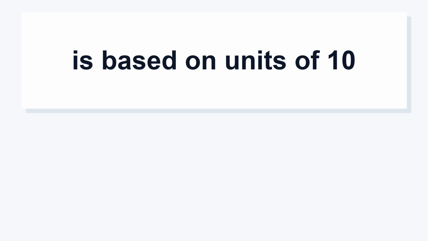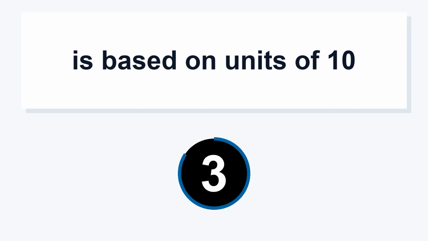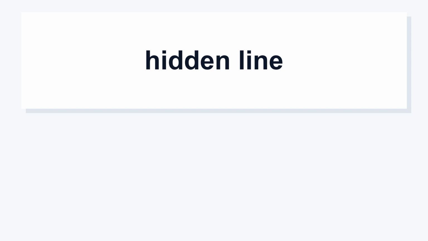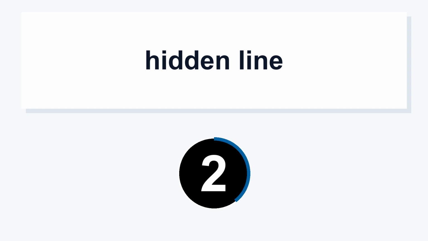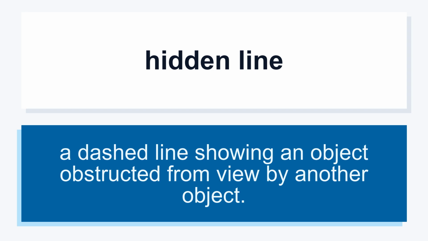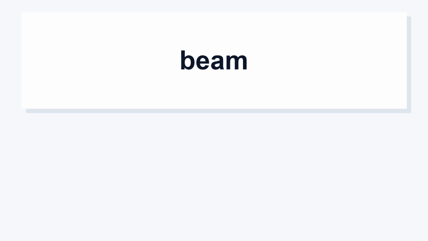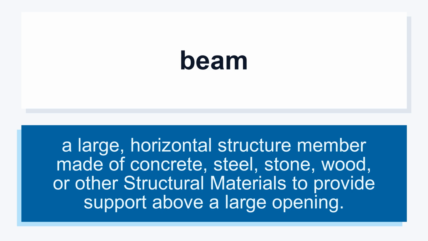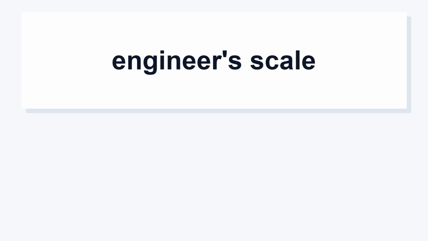Is based on units of 10. One way that an engineer's scale differs from an architectural scale is that the engineer's scale. Hidden line. A dashed line showing an object obstructed from view by another object. Beam. A large, horizontal structure member made of concrete, steel, stone, wood, or other structural materials to provide support above a large opening.